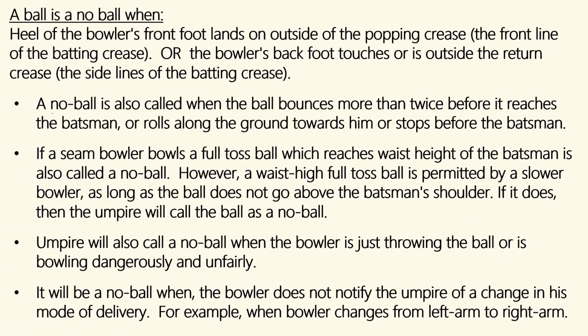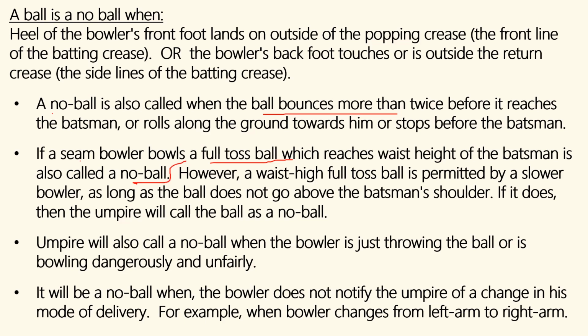No ball is also called when the ball bounces more than twice before it reaches the batsman, or it rolls along the ground towards the batsman, or it actually stops before it reaches the batsman. Also, if a seam bowler bowls a full toss ball which reaches waist height of the batsman, then the ball is also called a no ball.